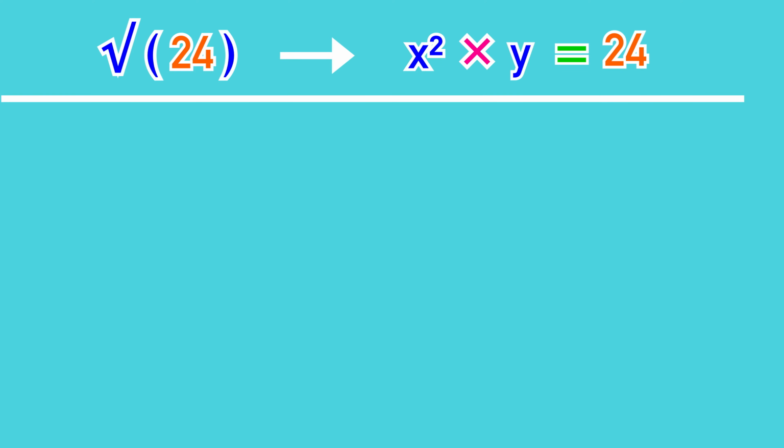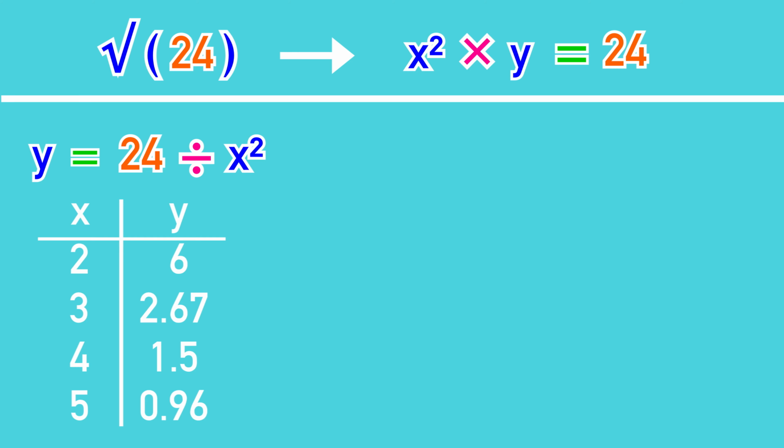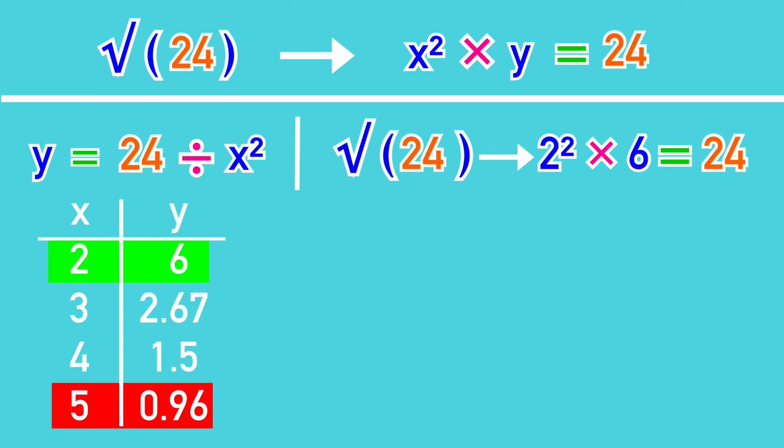So, if I'm taking the square root of 24, I'm looking for an index of 2. My table equation will be y equals 24 divided by x squared. When x equals 2, y equals 6. This means 2 squared and 6 are both factors. So 24 equals 2 squared times 6.